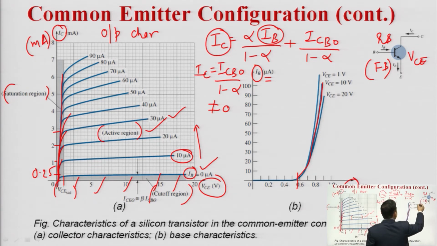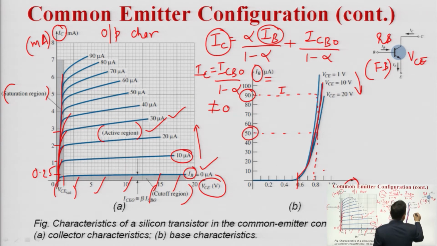Now, as we increase VCE, what can we observe? At a constant value of VBE, for the first curve we have 90 microampere and for the third curve we have 50 microampere. This means that as VCE increases, the base current decreases.